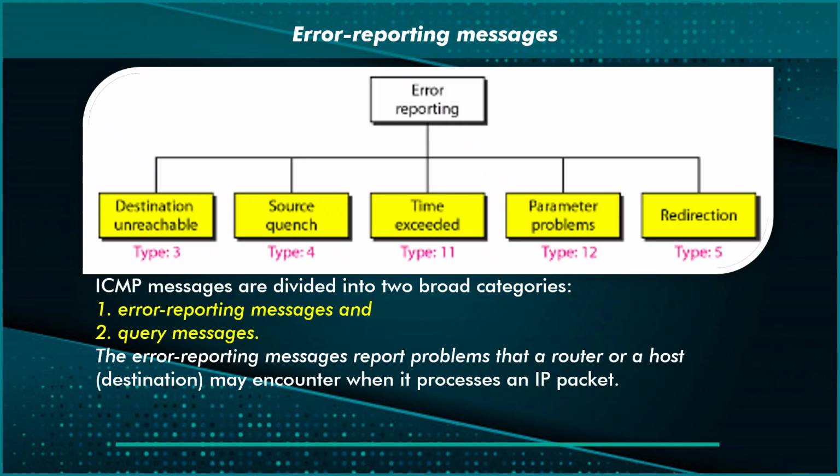To explain this, when we send a message at exactly 10 am, the message has to reach its destination at exactly 10:01 am. If this does not happen, then this particular error message will be generated as time exceeded. Type 12 denotes parameter problems and type 5 denotes redirection problem.